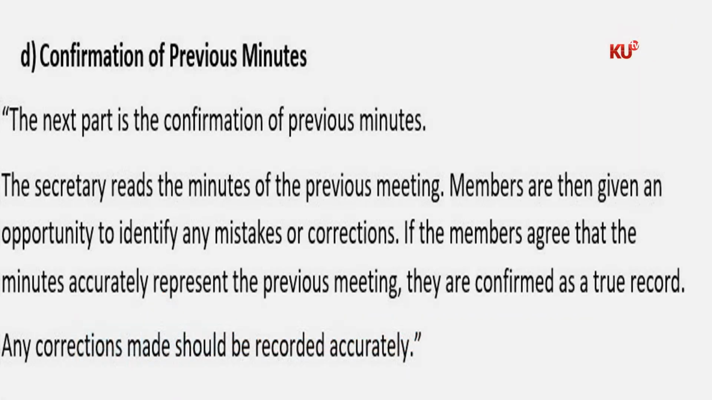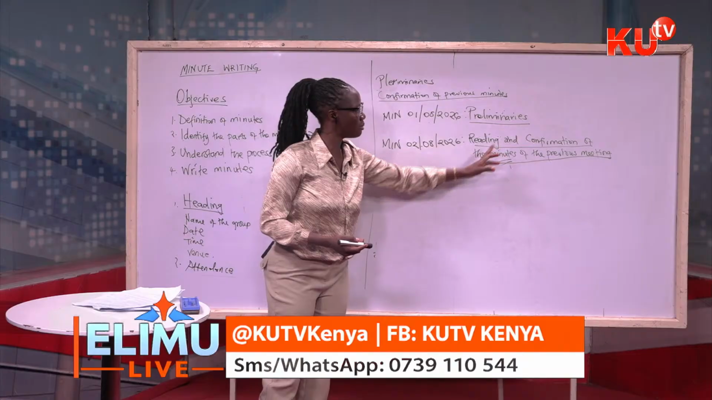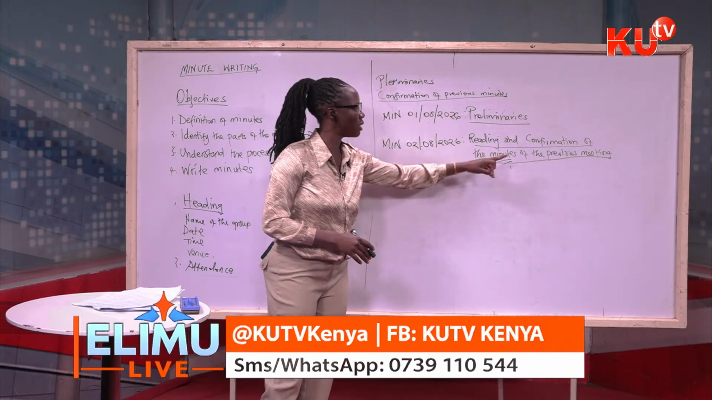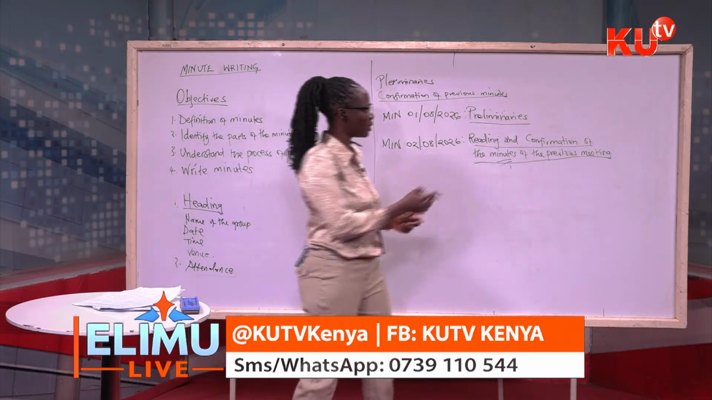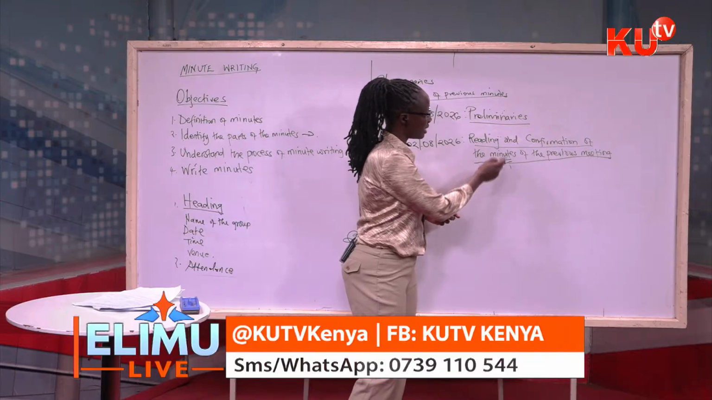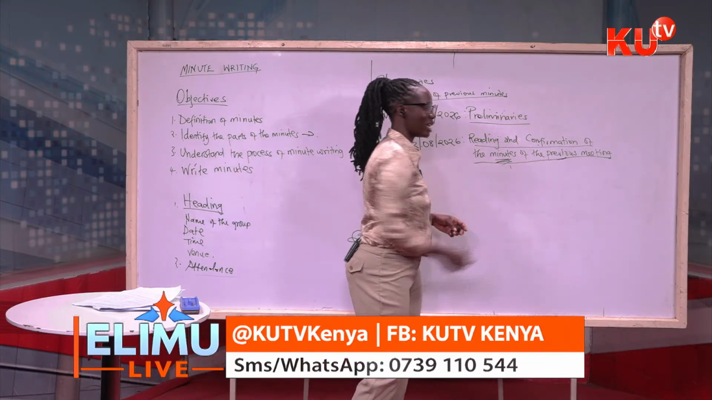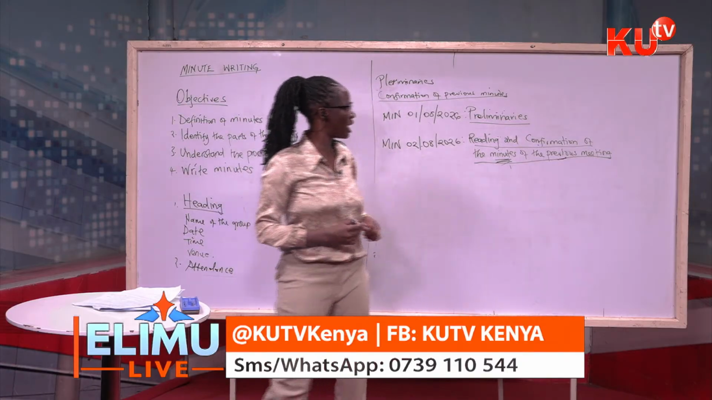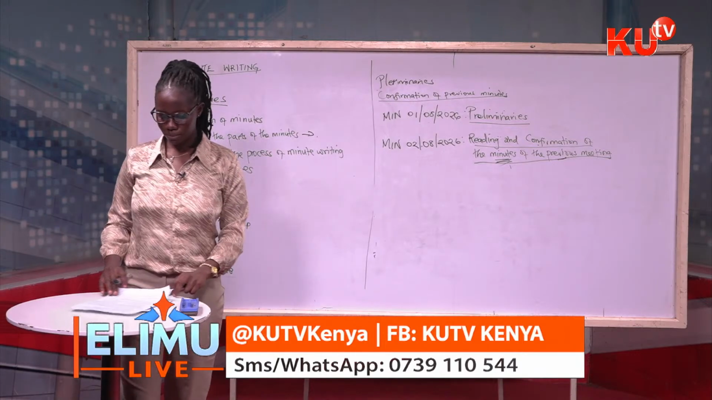And that is why you must capture confirmation of minutes. So you can capture it as reading and confirmation of the previous minutes. You can capture it as reading and confirmation of the minutes of the previous meeting, as long as whatever is happening here is the confirmation of the minutes and their previous minutes. So you can write it in that order, reading and confirmation of the minutes of the previous meeting.